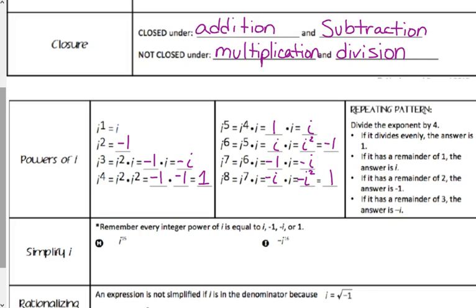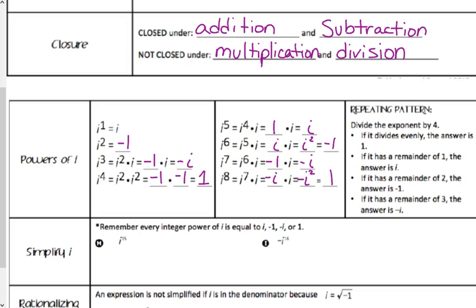So we can see here there's a repeating pattern: I, negative 1, negative I, positive 1. So what you're going to do is divide the exponent by 4. If it divides evenly, the answer is 1. 4 divided by 4 is 1. 8 divided by 4 is 2. And in both of those cases, we ended up with 1. If it has a remainder of 1, the answer is I.